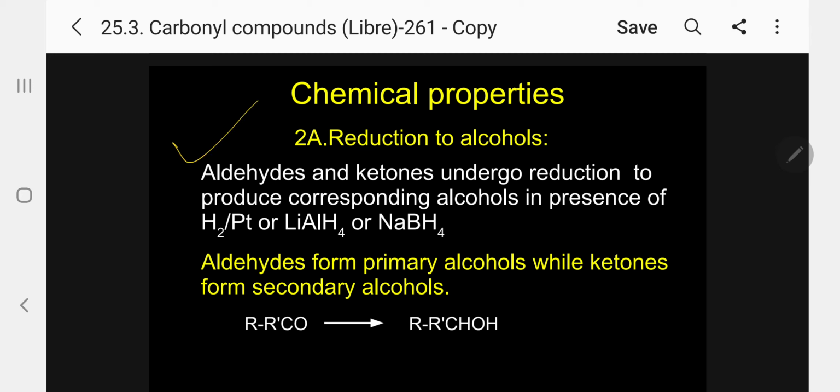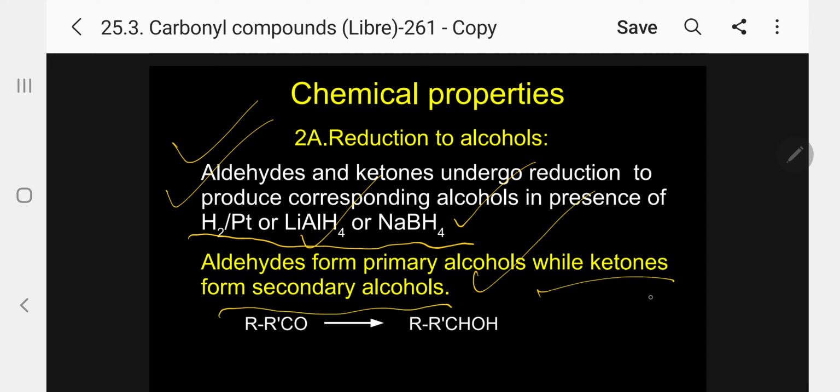Aldehydes and ketones undergo reduction to produce the corresponding alcohol in presence of, kindly follow, 3 reagents: hydrogen platinum, or lithium aluminum hydride, or sodium borohydride. These are commonly used. So aldehydes form primary alcohols while ketones give secondary alcohols. Please follow, this is the important part we have to keep in mind. If we reduce an aldehyde, it will form primary alcohol, while if you reduce a ketone, it is secondary alcohol.